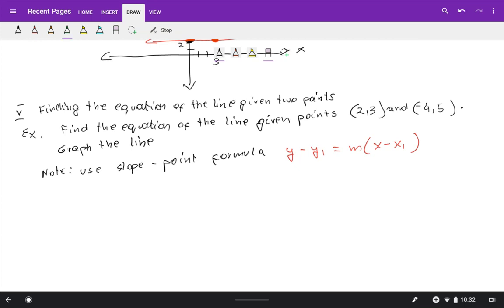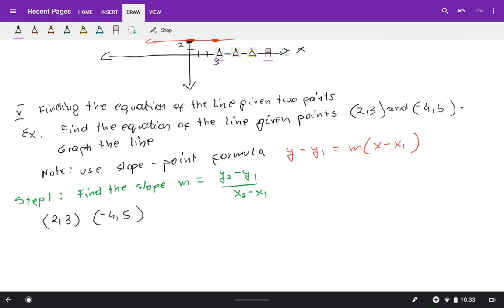So let me give you steps. Step 1, like you see in the point-slope formula, you need m, you need the slope. So you're going to find the slope using the formula m equals y2 minus y1 over x2 minus x1. We have 2 points, (2, 3) and (-4, 5). The first point you're going to label x1, y1. The second point you're going to label x2, y2.